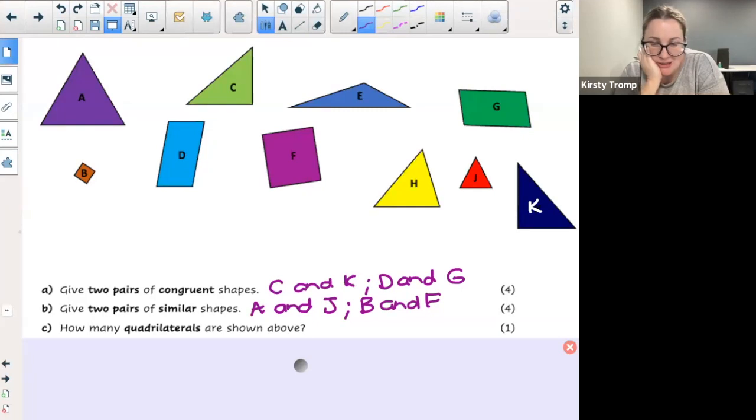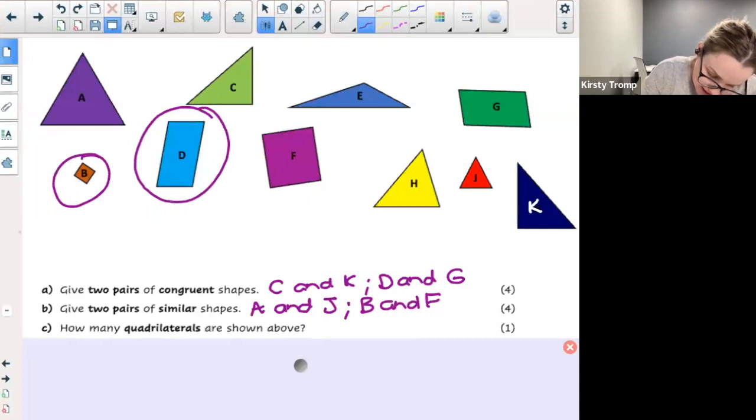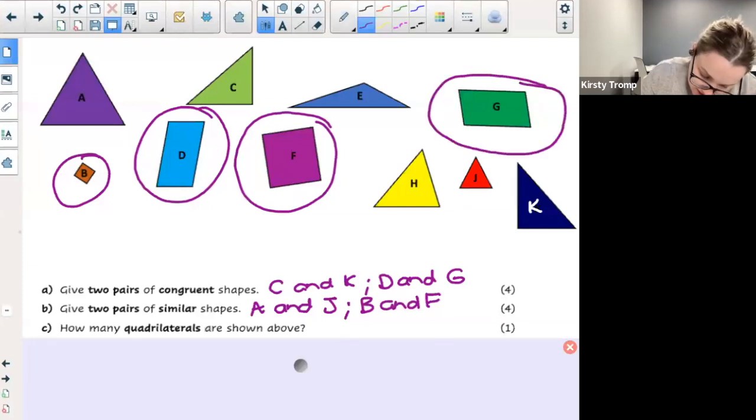So how many do you see? Maybe B. Okay, so we've got B. I agree. I've got D as a quadrilateral. What about F? Is F a quadrilateral? Yes, also F. And what about G? Yes. Well done. So I've got B, D, F, and G. Thank you so much, Christian.